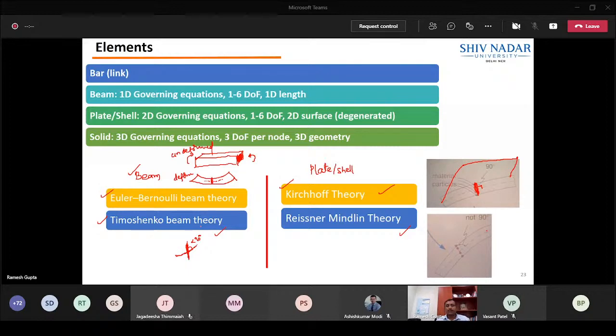In finite elements also, some of the elements are based on the Euler-Bernoulli beam theory. Some of them are based on the Timoshenko beam theory. So analogous to that, it is Kirchhoff and Reissner-Mindlin theory. Now, when it comes to the degree of freedom, as I mentioned, in the case of a beam, we are using just one line. We are representing it as a line, whereas in the case of a plate, we are representing it as a 2D surface.